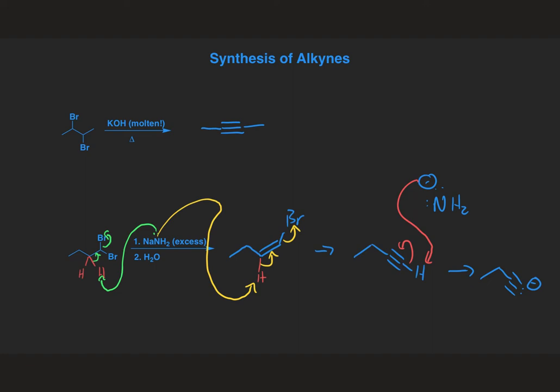After step one is complete and you have completely this acetylide, the purpose of this water is just to reprotonate that terminal alkyne to give you one butyne, and this is going to give you an OH minus. So if you're trying to synthesize a terminal alkyne, you have to go all the way to the acetylide first and then reprotonate it to get the terminal alkyne.